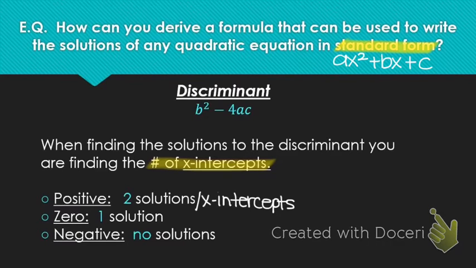If the value of your discriminant is 0, you have one solution or one x-intercept. Again, solution and x-intercepts are interchangeable. If the value of your discriminant is negative, you have no solutions, slash x-intercepts. You would have no x-intercepts.